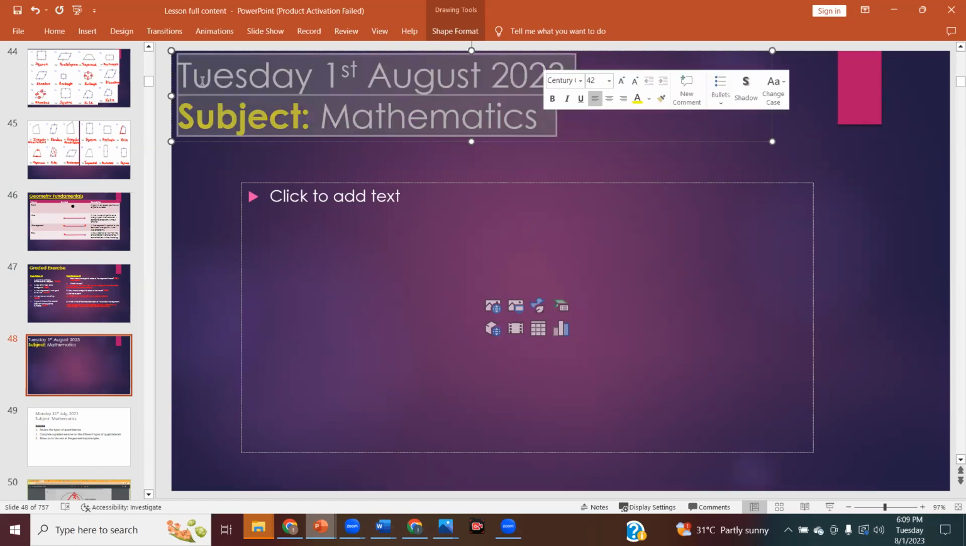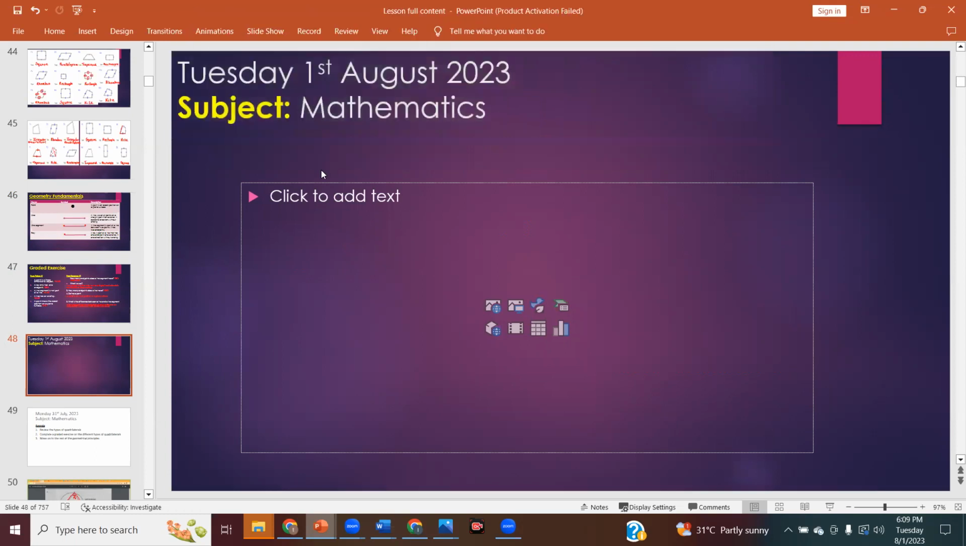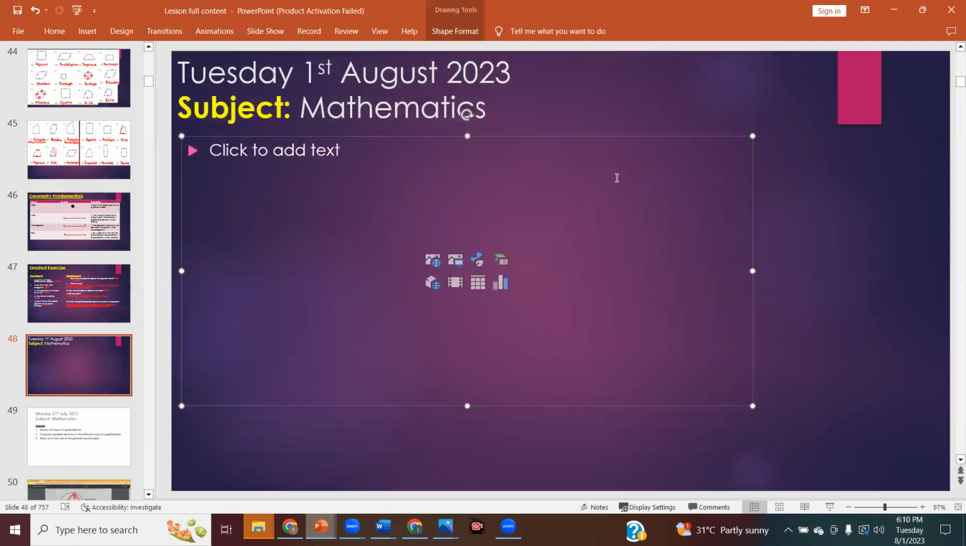So we're going to be continuing our geometry fundamentals today, and we're going to be looking at types of line.